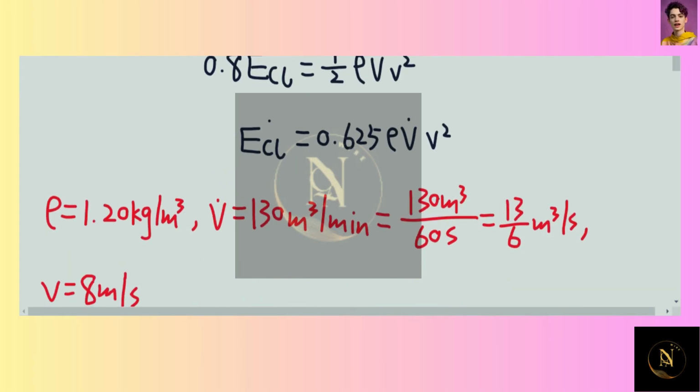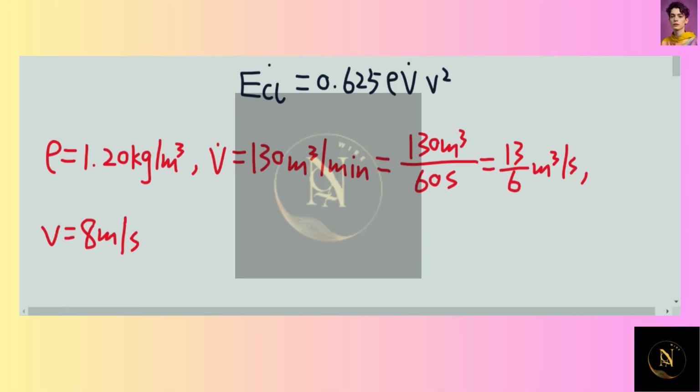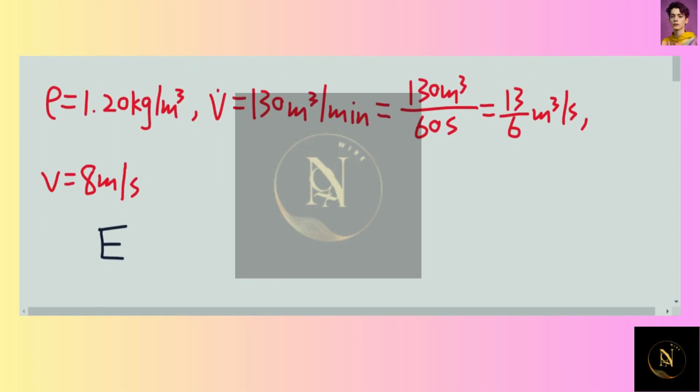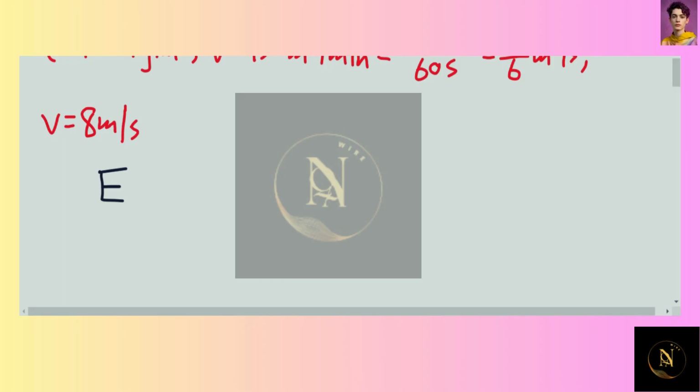So we know the density of the air is given as 1.2 kilogram per meter cube, and the volume flow rate is given as 130 meter cube per minute, which is 13/6 meter cube per second. And the velocity is given as 8 meter per second. So now let's plug back into the equation to determine the rate of electrical energy, or the electrical power of the motor. Because in order to determine the size of the electric motor, we need to determine the power output of the electric motor, okay?